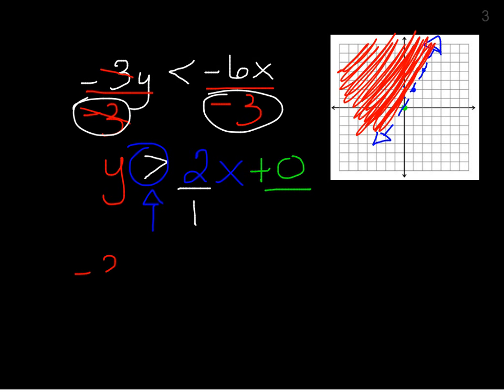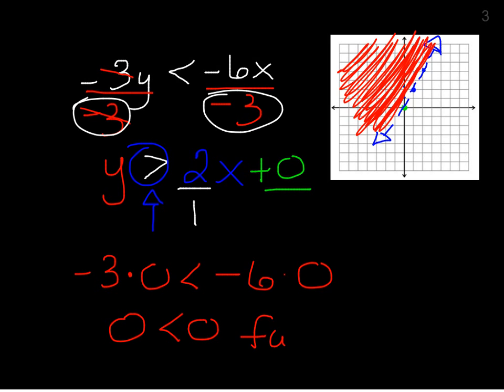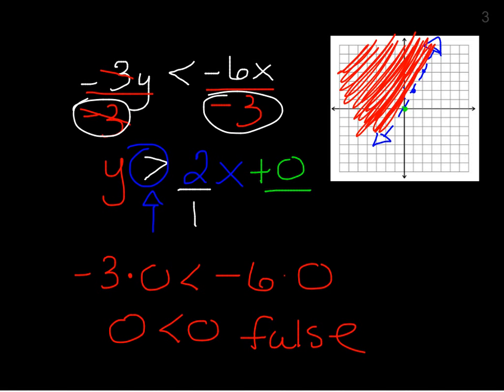So if I said negative 3 times 0 is less than negative 6 times 0, I end up with 0 is less than 0. That's false, which makes sense because if we go back to our graph right here, 0, 0 is on the line that we graphed because our line goes right through the origin. But our line is a dashed line, which means nothing on the line can be part of this solution.